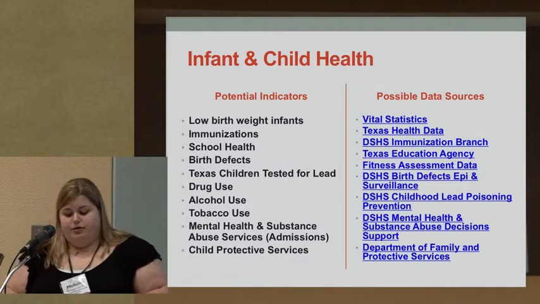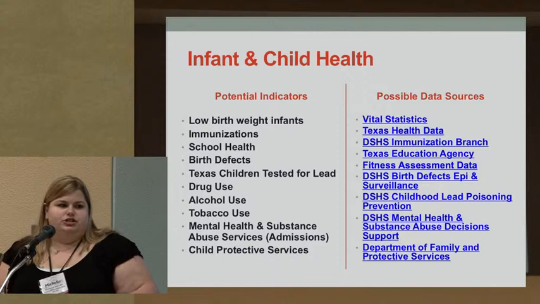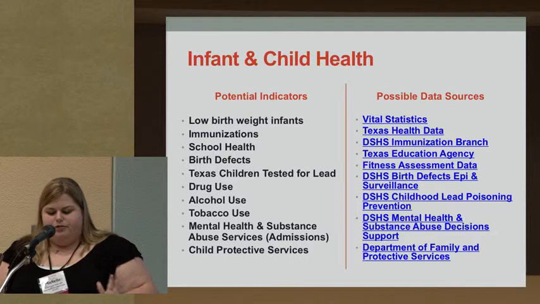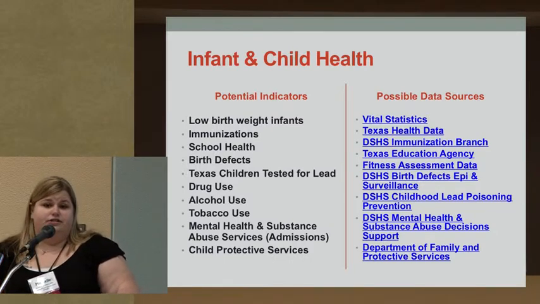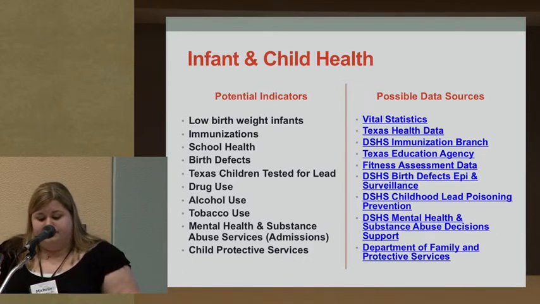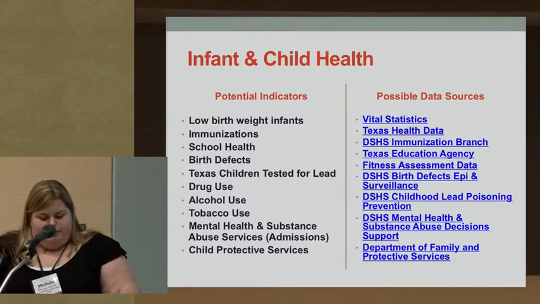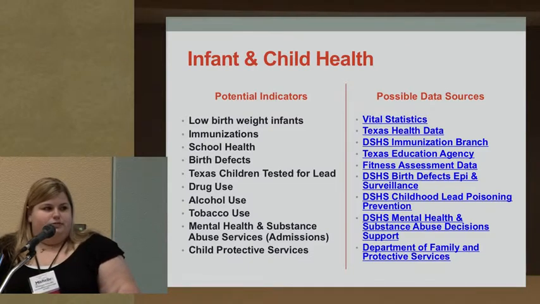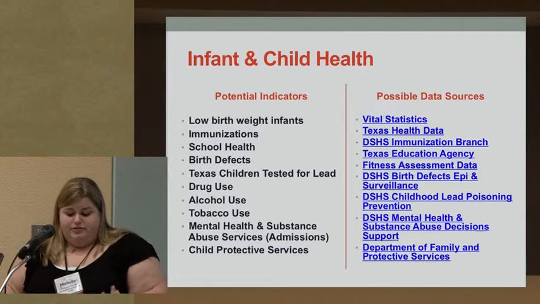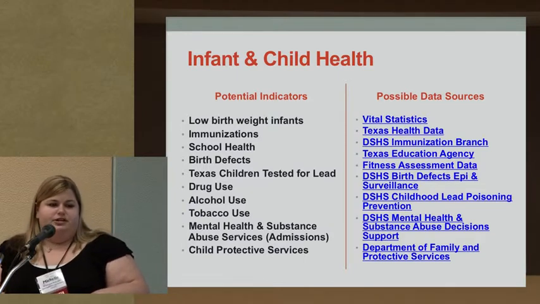Infant and child health, again, a variety of different data sources with vital statistics, the immunization branch for kids that are getting immunized, fitness assessment data from the governor's office. Texas Education Agency has a variety of data sources as well. Also, our DSHS school health program, which I don't think I have listed here. There's the Childhood Lead Poisoning Prevention Group. Admissions data for mental health and substance abuse services also has admissions data on children. There's Child Protective Services from DFPS. There's a variety of different data sources and indicators to think about.